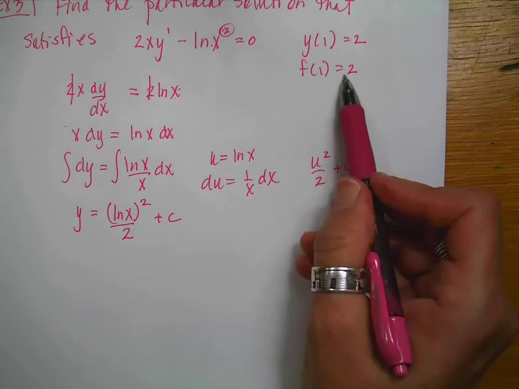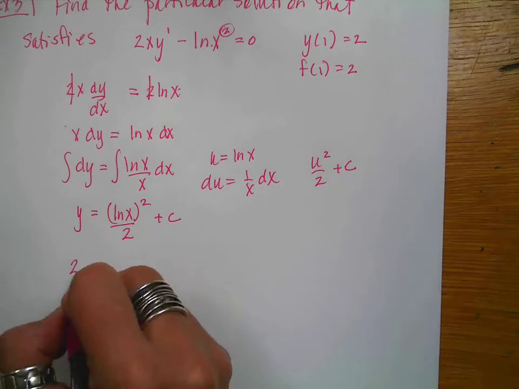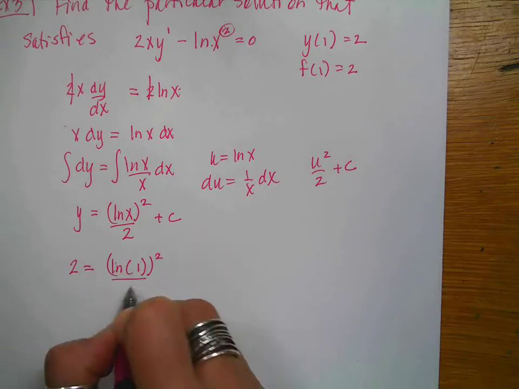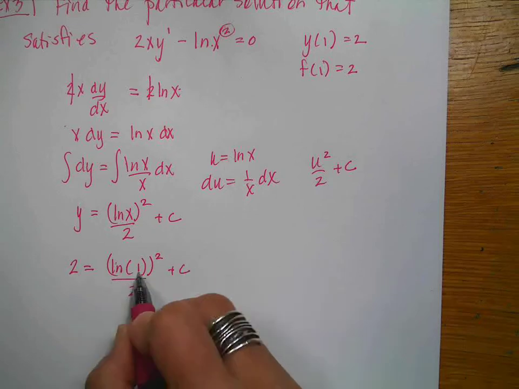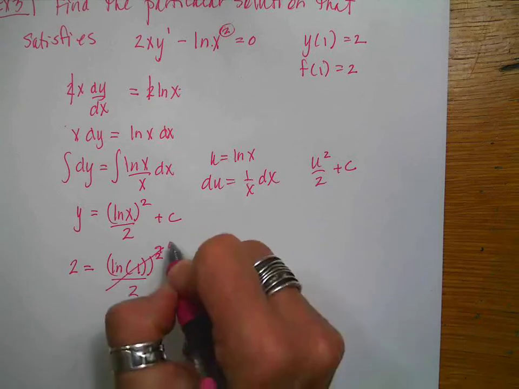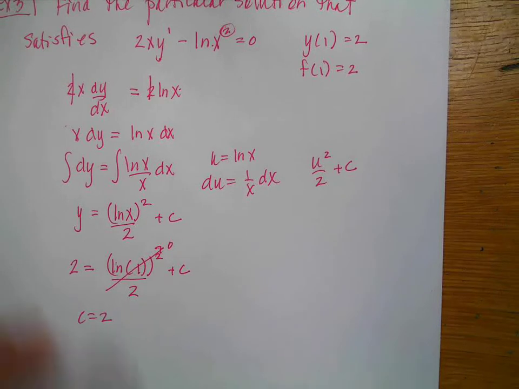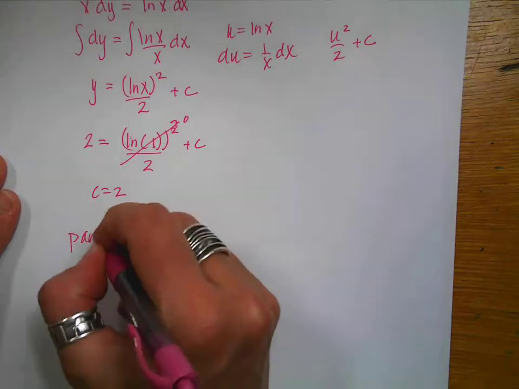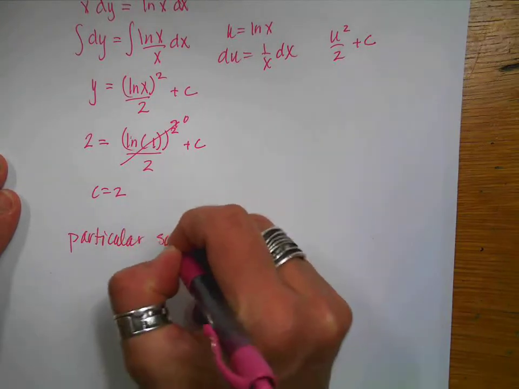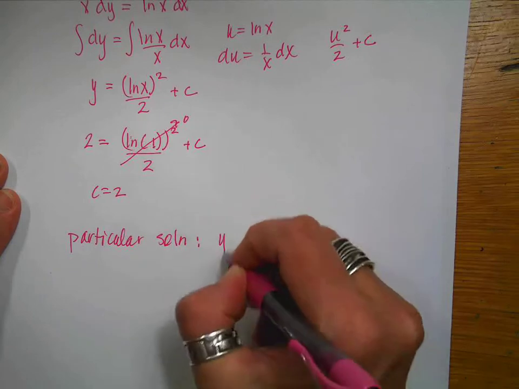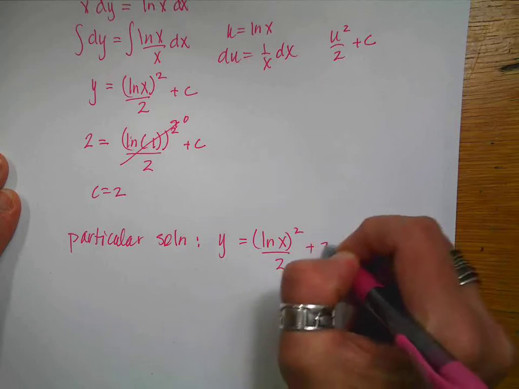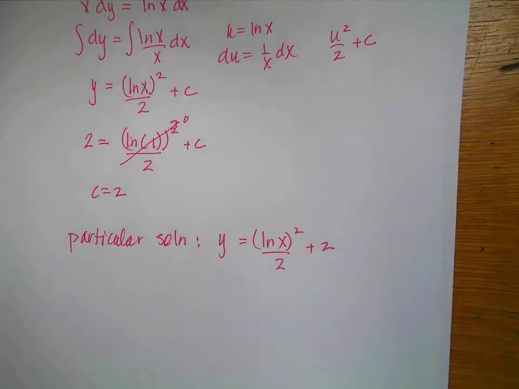Well, now I need to solve for c. So I'm going to substitute in my initial condition. So I'm going to write 2 is equal to the natural log of 1 squared over 2 plus c. The natural log of 1 is 0, therefore this is 0. So I get c is equal to 2. And then now all I have to do is write my particular solution. So my particular solution is going to be y equals the natural log of x quantity squared over 2 plus 2. And then that's it. So that was nice and polite.